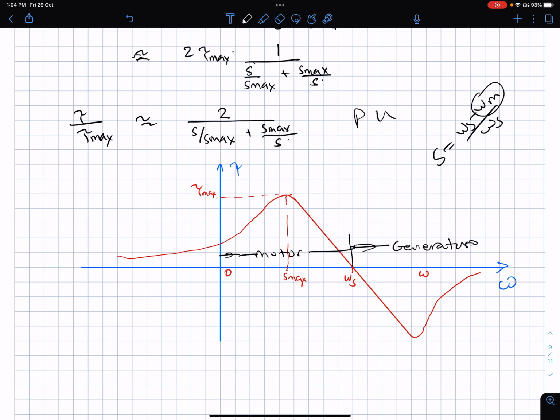And if you rotate the rotor in the opposite direction, then the slip, omega s minus omega m by omega s, will become greater than 1. Here the slip is 1, here the slip is 0, here the slip is negative, and here the slip is greater than 1. Then what happens? It's a braking action.